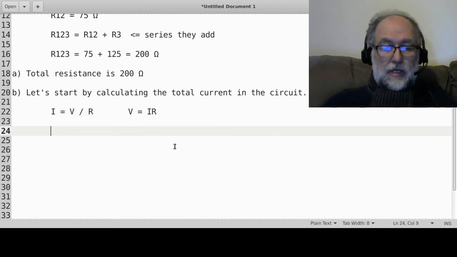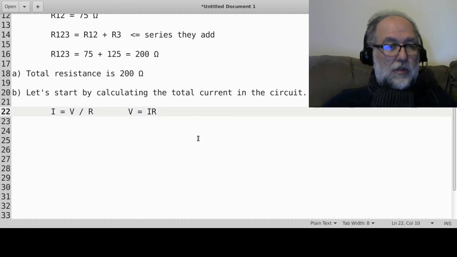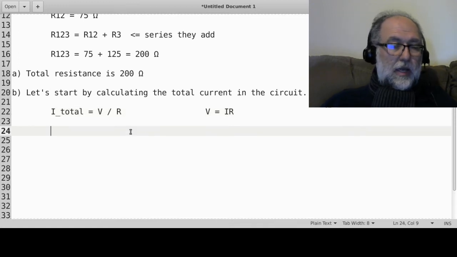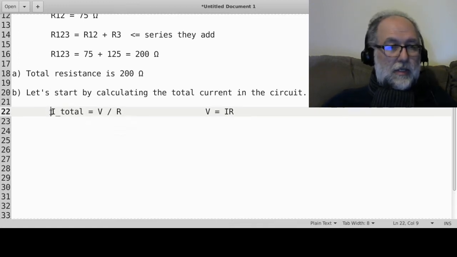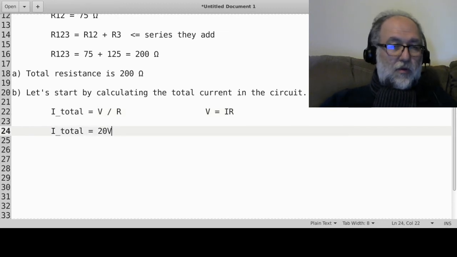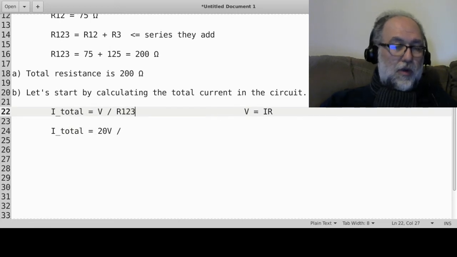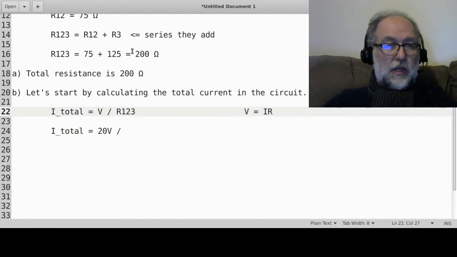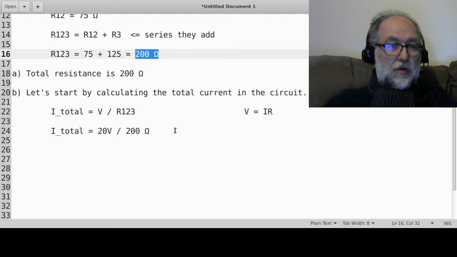And so this is I, and it's actually I total. Let's just put total there. Let's move that aside here. So I total is going to equal your total V, which is 20 volts, and your total R. Even though here I wrote R, that's really R123, because it's the total R in the circuit. And we said that that was 200 ohms.